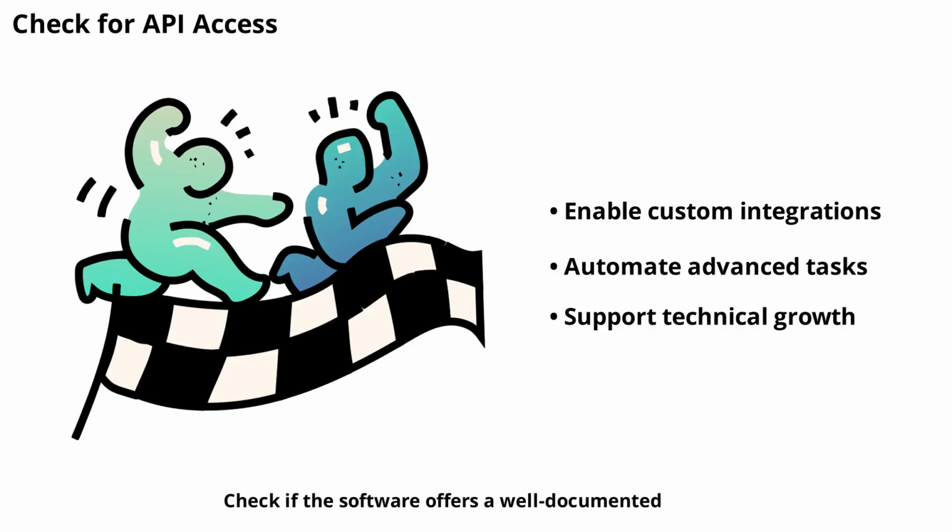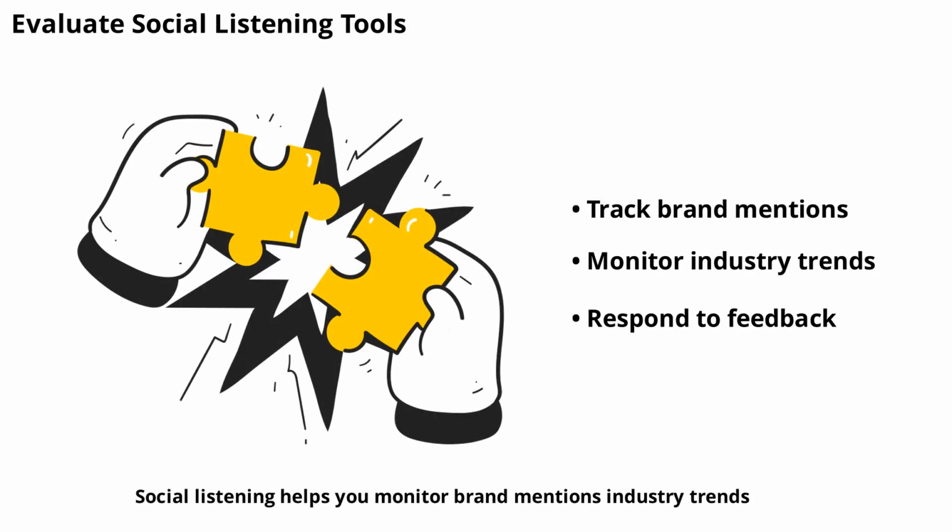Check if the software offers a well-documented API and whether it fits your technical needs. This feature is especially valuable for startups planning to scale or build unique workflows. Social listening helps you monitor brand mentions, industry trends, and competitor activity.